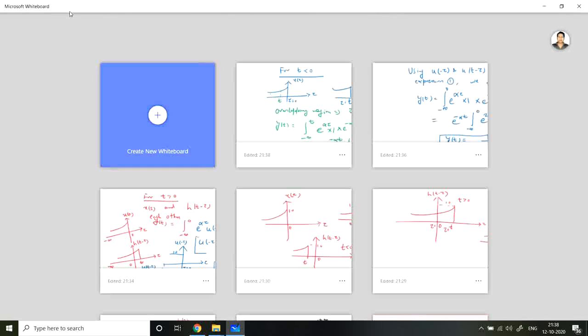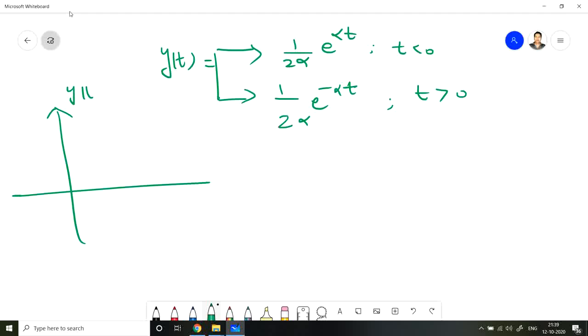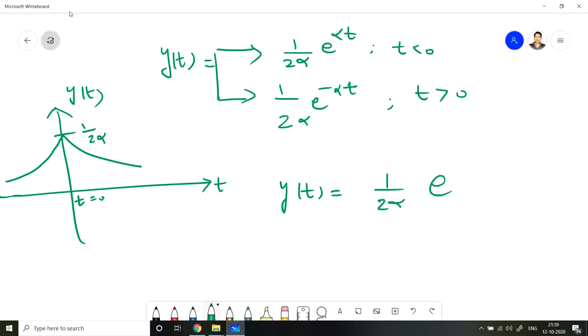Now we can write it in this form. y(t) is equal to 1 divided by 2α e^(αt) when t is less than 0, and it is equal to 1 divided by 2α e^(-αt) when t is greater than 0. So we have the graph of y(t). It is a decaying exponential on the positive side, and an increasing exponential on the negative side. And at t equals 0, we have 1 divided by 2α. So we can write it in this composite form, in modulus form: 1 divided by 2α e^(-α|t|), where α is greater than 0. In this way we can write y(t).